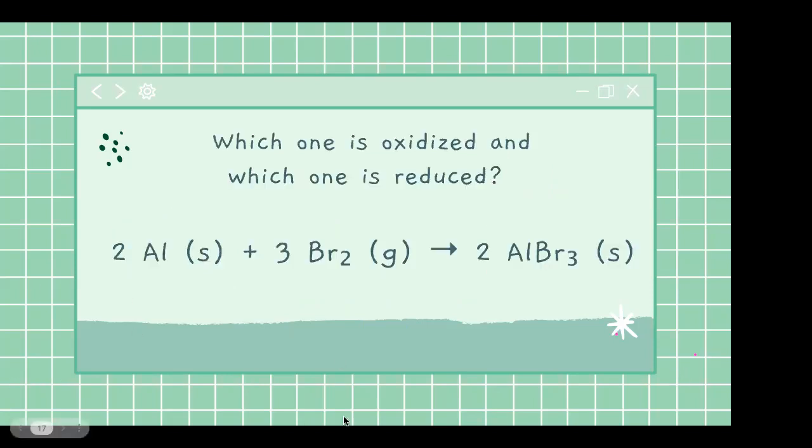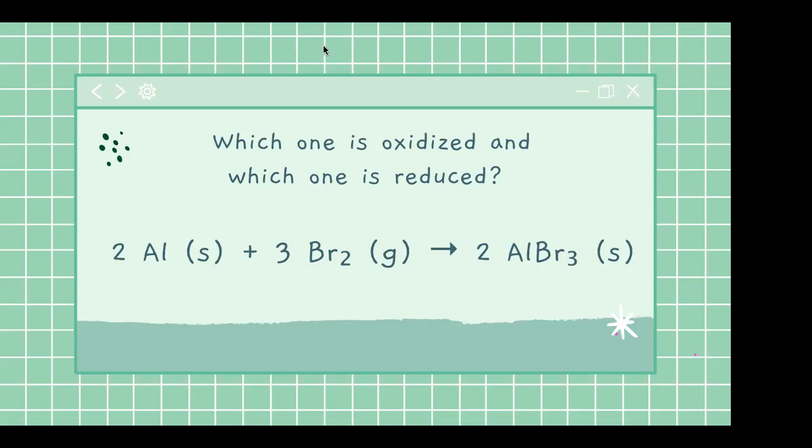Okay, so I believe the more challenging problem of oxidation and reduction is when they are together like this. And this is balanced. So which one is being oxidized and which one is being reduced? We have Al, and Al is neutral. Br2 is also neutral.